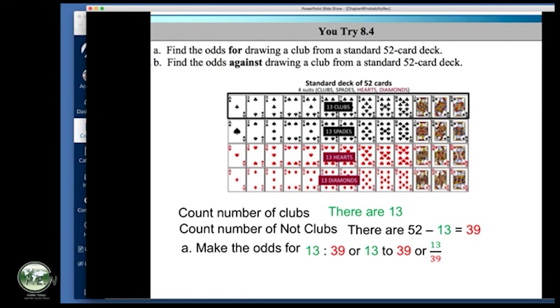Do we always break the ratio down to reduce it? Yeah, they usually. So it would be 13 to 39? Or say it was double that or whatever. Do you always break that down if it can reduce? Ratio? Yes. So just always reduce everything. Okay. And you'll always be correct. Make the odds against. Just flip it, right? There's 39 ways for it not to happen, 13 ways for it to happen. So odds against is just the reciprocal.